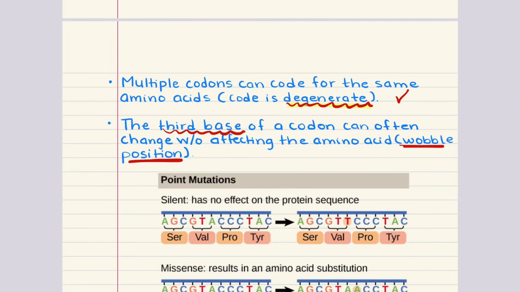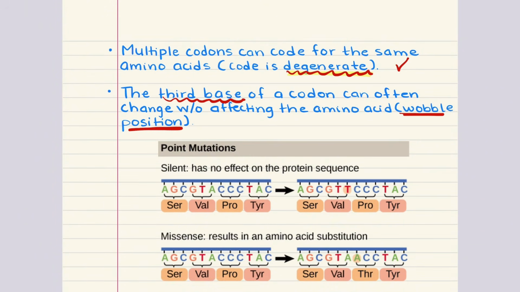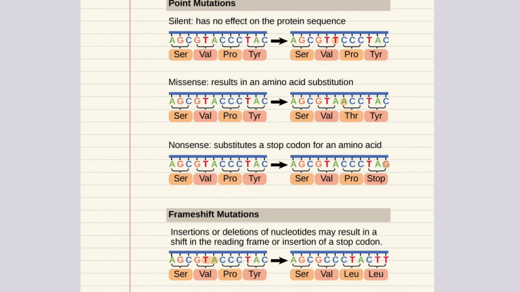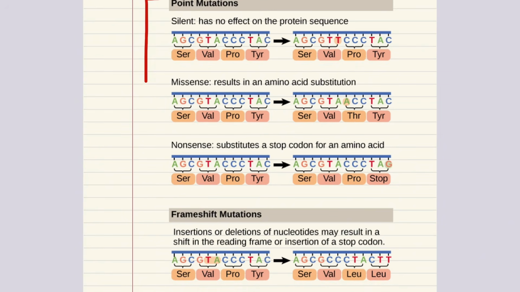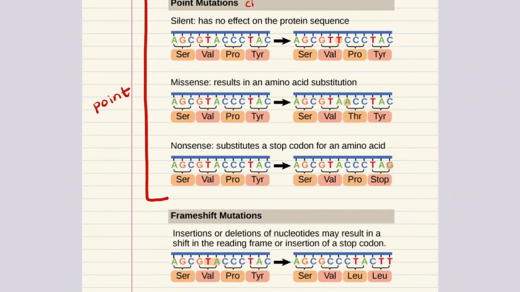A mutation at the 3rd position often doesn't change the amino acid at all, and these types of changes are called silent mutations because they don't alter the final protein. On that note, let's actually take a closer look at mutations in general and how they affect proteins. The first category we have are point mutations. A point mutation is a change in just one nucleotide, and depending on where it occurs and what it changes, it can lead to different outcomes.